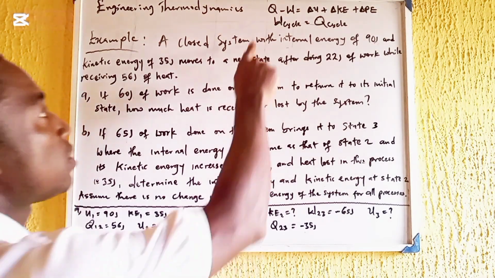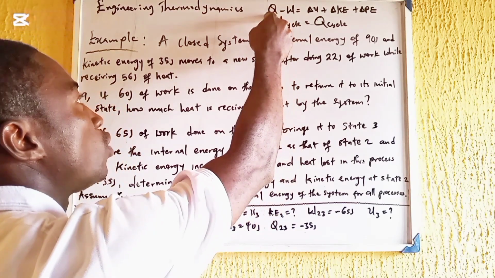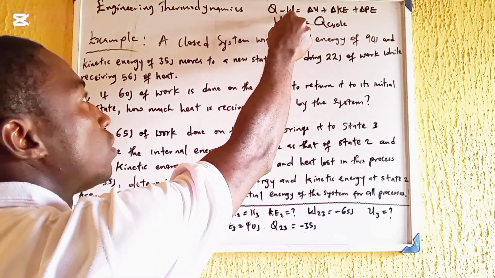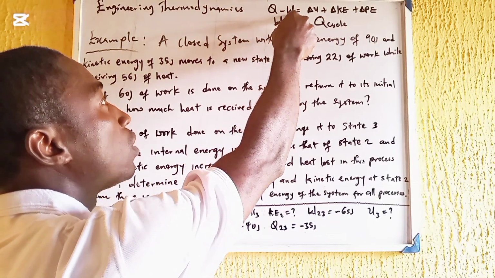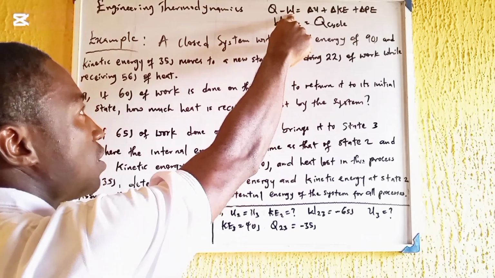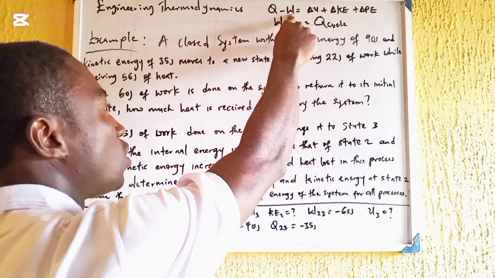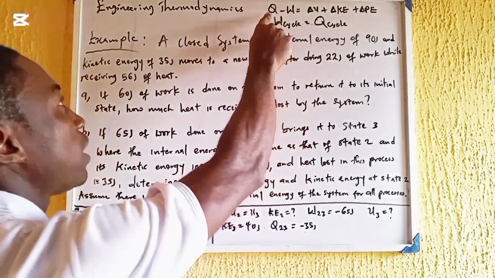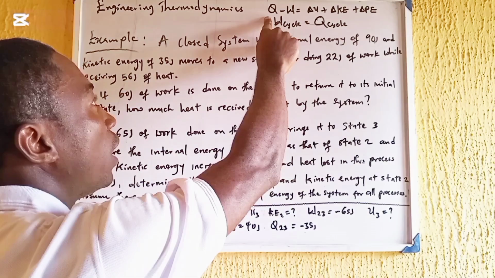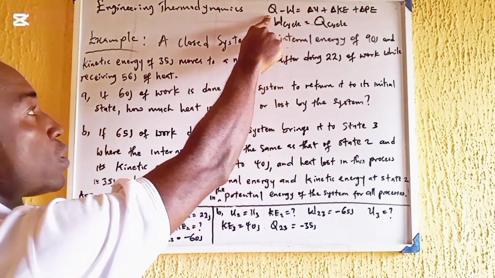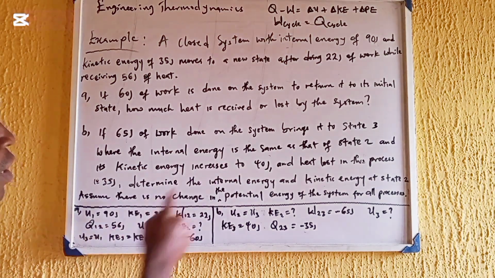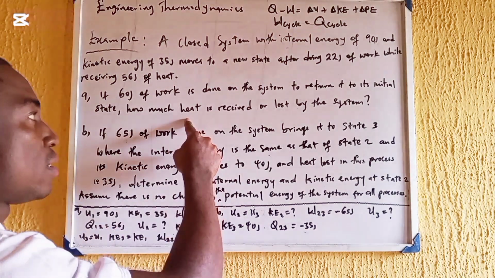So in the energy balance equation, Q is referring to heat received by the system, whereas W is talking about work done by the system. So this will be positive if work is done by the system and negative if work is done on the system. Whereas this will be positive if heat is received by the system and negative if heat is lost by the system. So Q12 is positive while heat was received by the system.